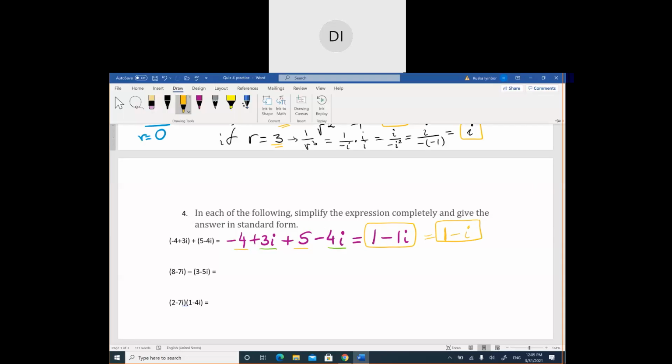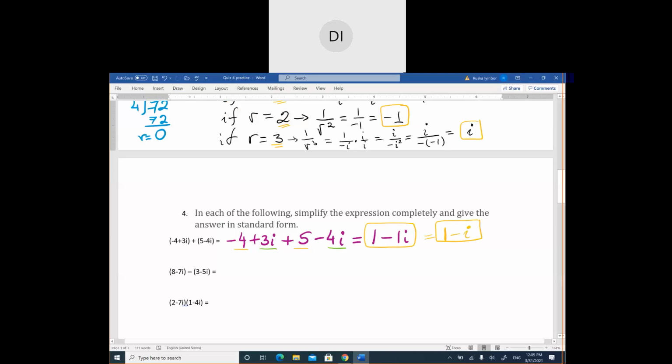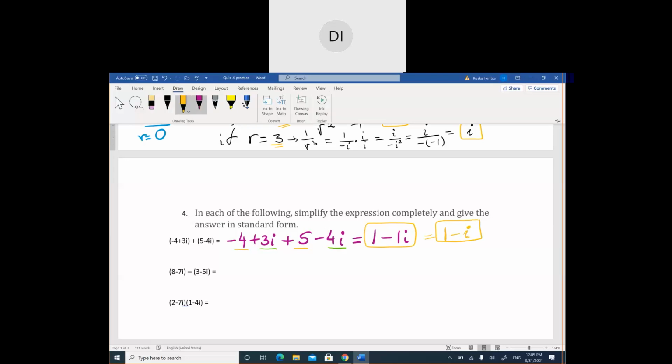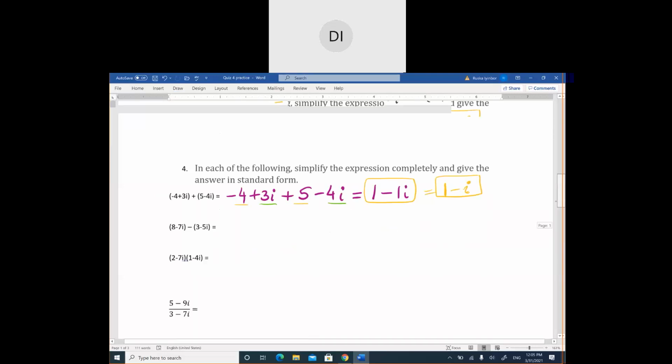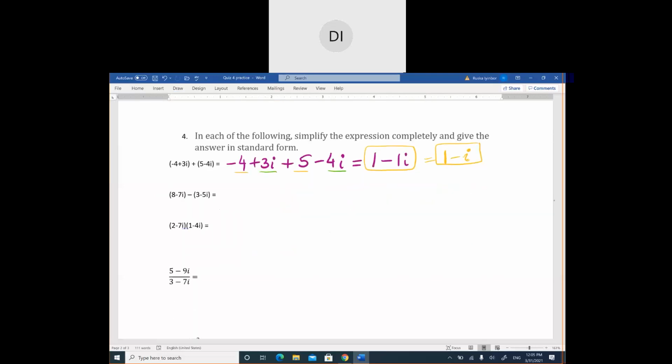The next one, any questions about addition? Okay, the next one is subtracting complex numbers. So when you subtract, you have to distribute the negative invisible 1 in front. So I'm going to multiply negative 1 times 3, negative 1 times negative 5i. So we're going to get 8 minus 7i. We're going to copy that. And then it's going to be minus 3. And minus times minus is plus 5i.